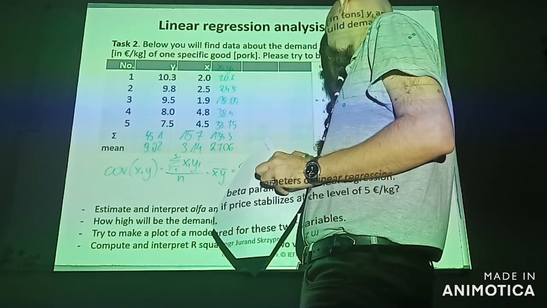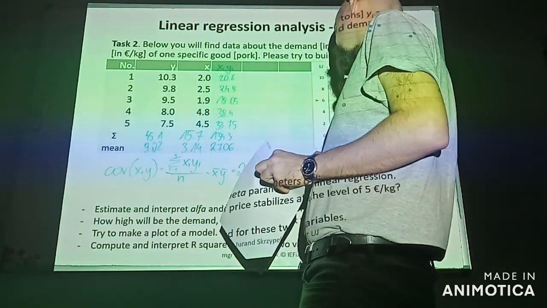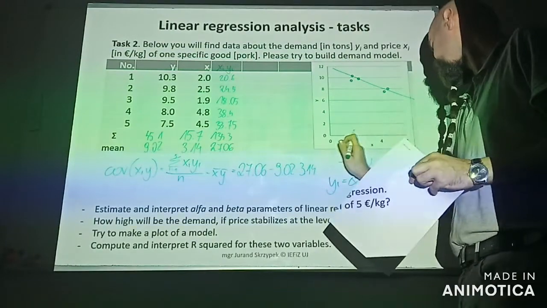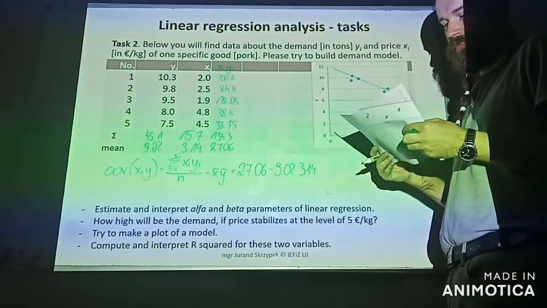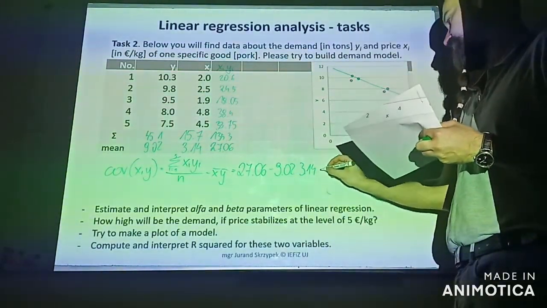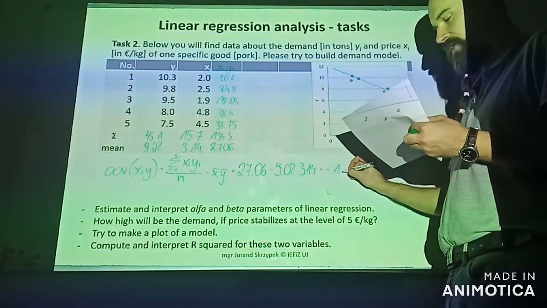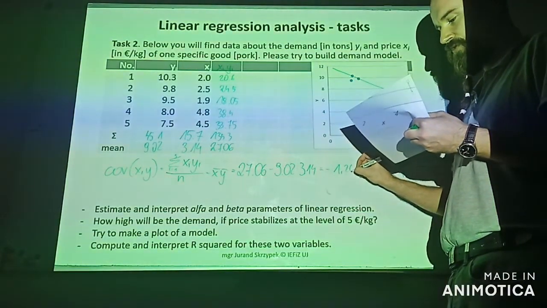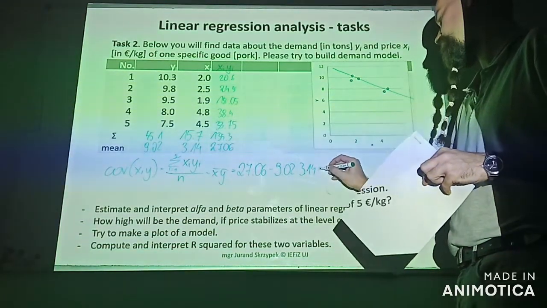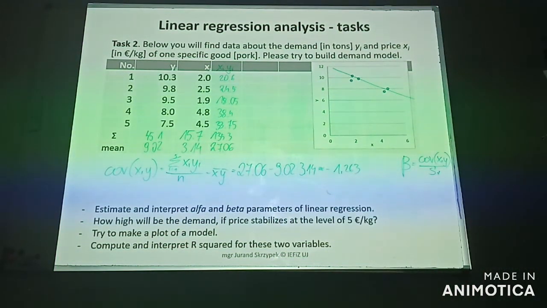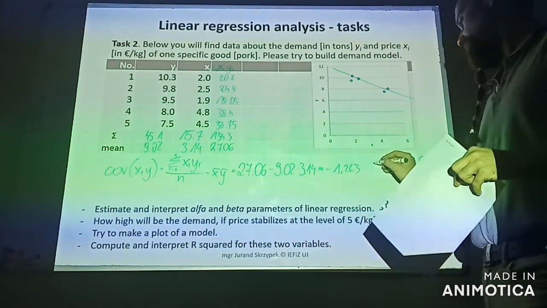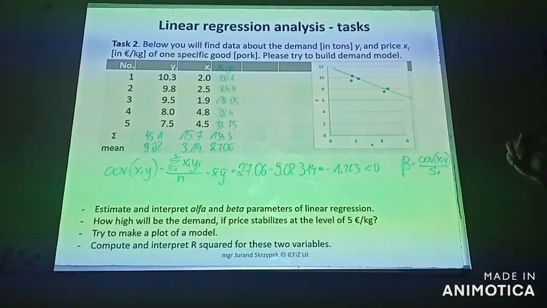27.06 minus 9.02 multiplied by 3.14. And covariance here is equal to minus 1.263. Almost. Okay, so it's negative. It means that we are talking about the negative relationship between the price level and the demand.